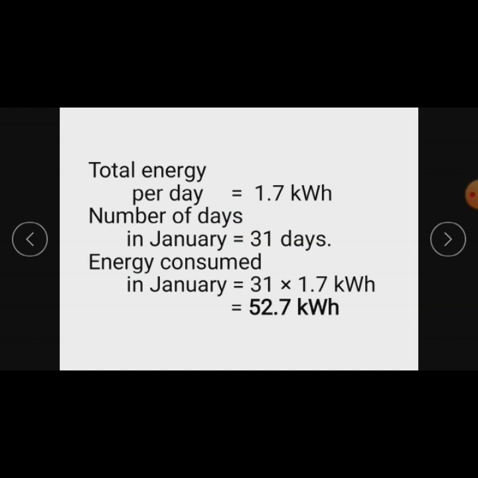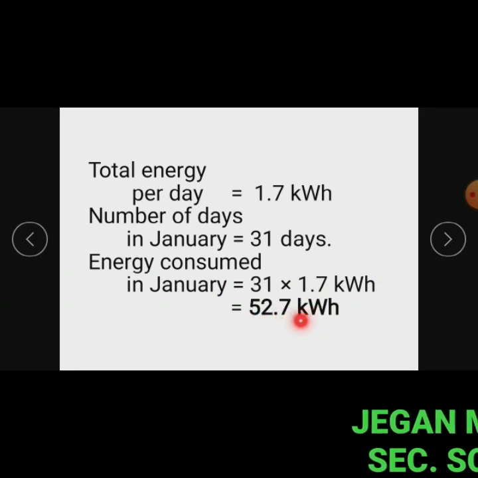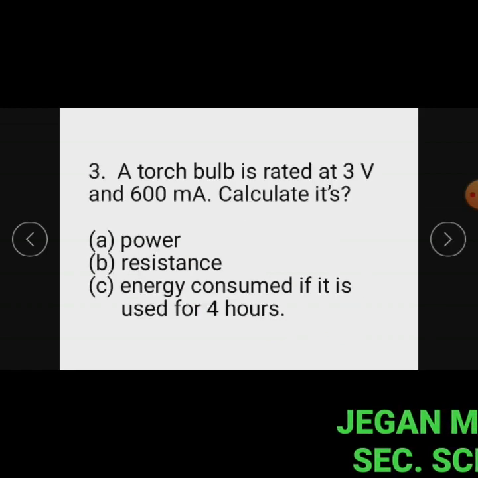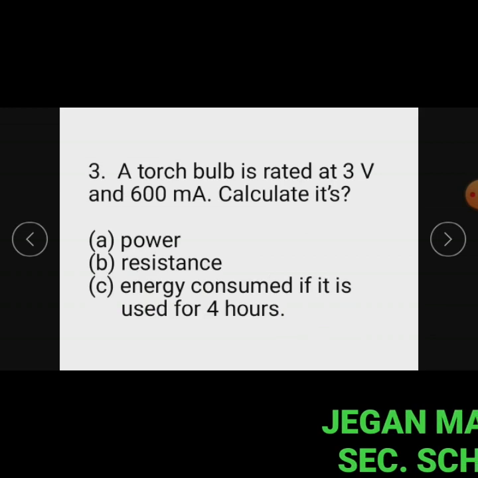Number of days in January equal to 31 days. Energy consumed in January equal to 31 into 1.7 kilowatt hour equal to 52.7 kilowatt hour. So the total energy consumed in January equal to 52.7 kilowatt hour.